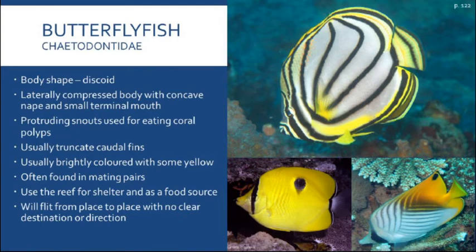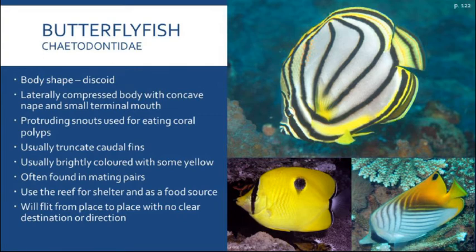So first off, we have our butterfly fish, or Chaetodon, today. These guys have a discoid body shape, okay? That means their body is quite round, and you can probably see that in the pictures there. They also have what we call a concave nape. We can see the forehead here, it slopes a little bit, and then often they have that protruding snout. Their nose sticks out a bit further from their body.